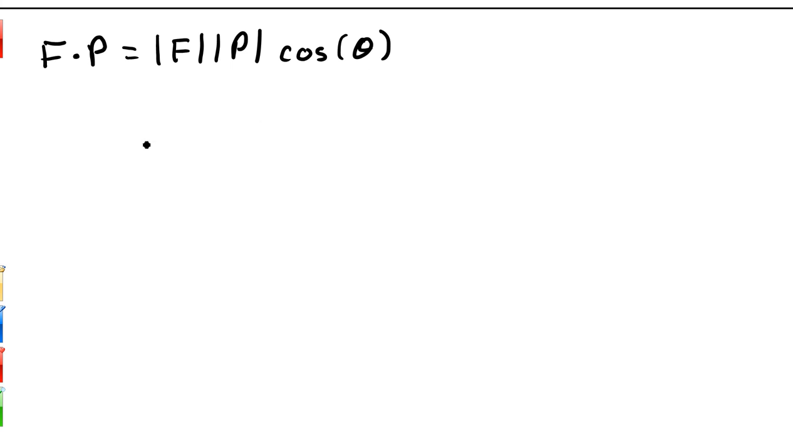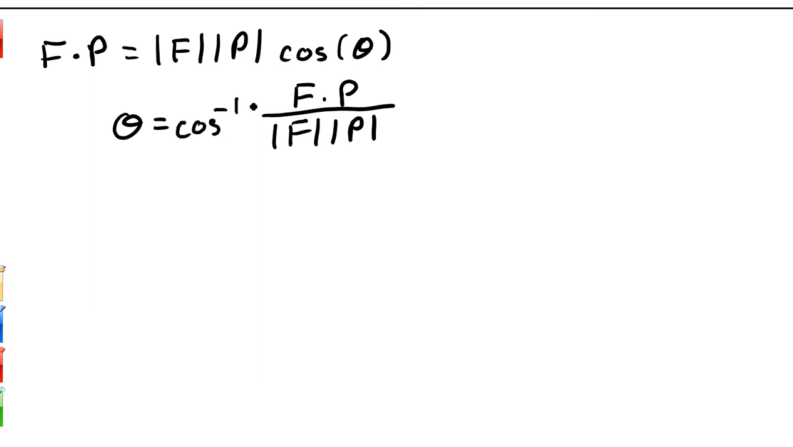So doing a little bit of rearranging with this equation, we're basically just going to take this, throw it over there, and then take your inverse cosine. So your angle theta is going to be F dotted with P divided by the magnitude of F times the magnitude of P, and then you're going to take the inverse cosine of that.